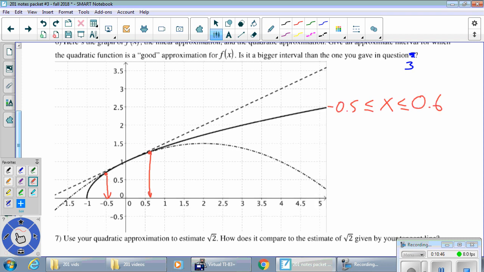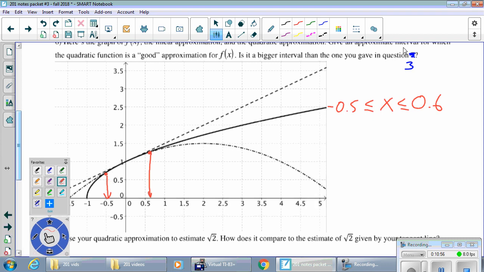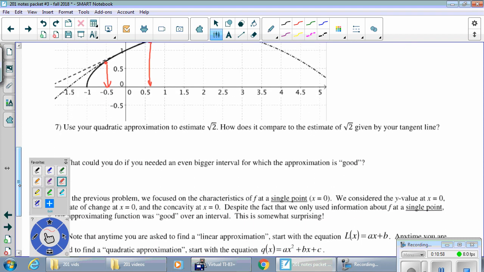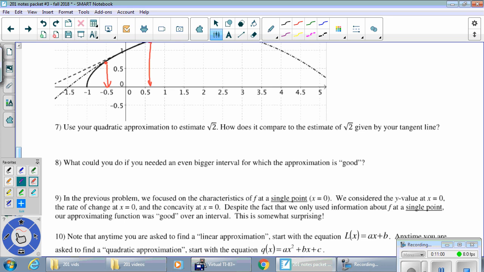And of course that's going to be a bigger interval than the one we wrote in question 3, because the parabola is hugging the square root function for longer. It's just a better approximation. It's a more complex function, and so it's doing a better job of approximating the square root function.